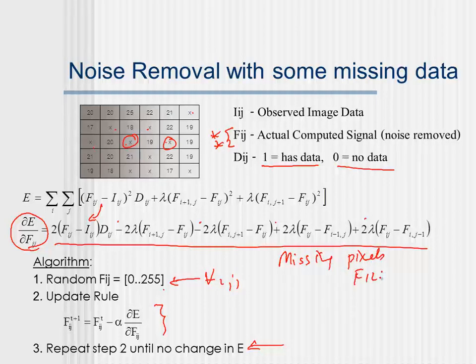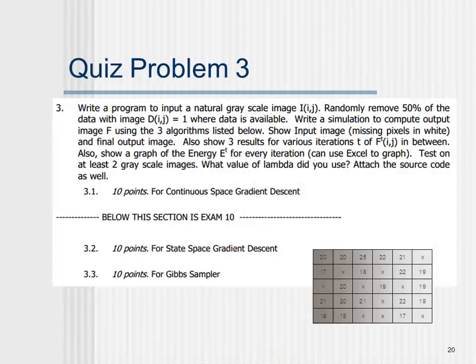Okay? And then we also want to remove noise. So we have two objectives here that we're trying to meet in solving this particular problem. But it's not very different from the previous problem. All the equations are very similar. So this is exactly our quiz problem.